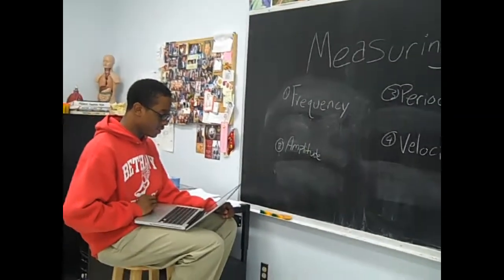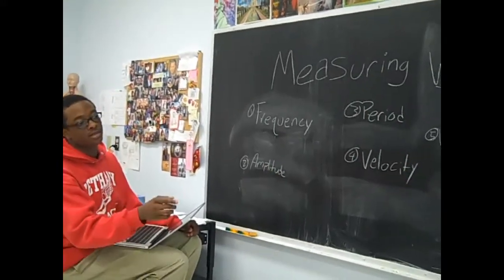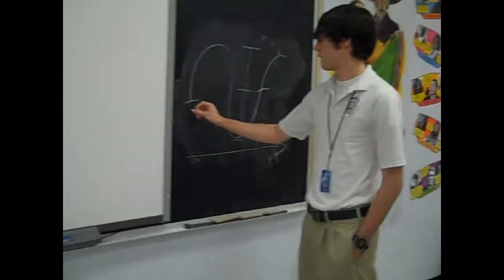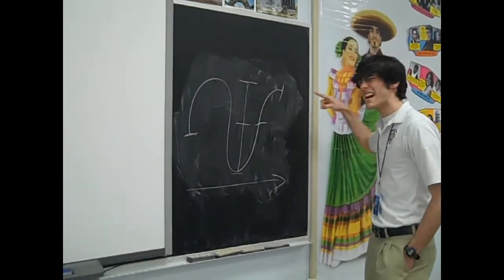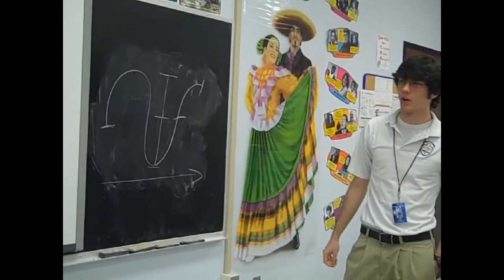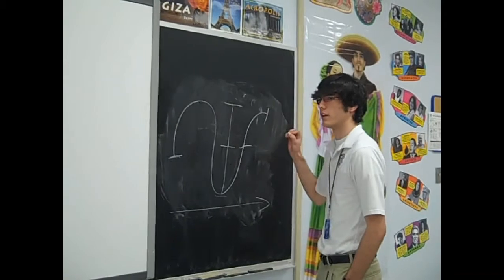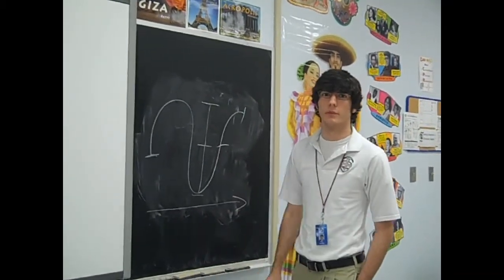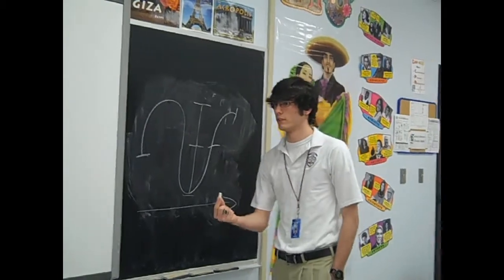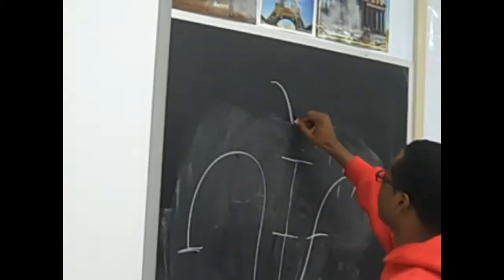And then there's wavelength, which is represented by lambda, and is also the distance of the entire wave, from here to there. Draw the lambda. I'm not good at drawing lambdas, so Larry's coming to draw the lambda. That's a lambda.